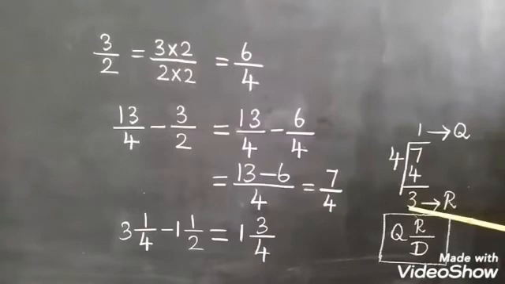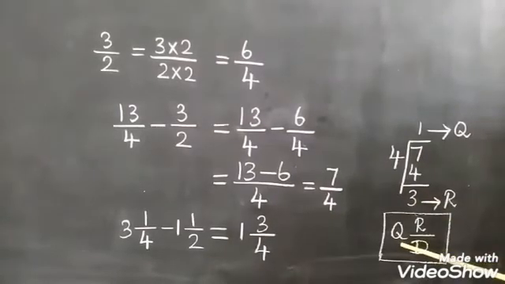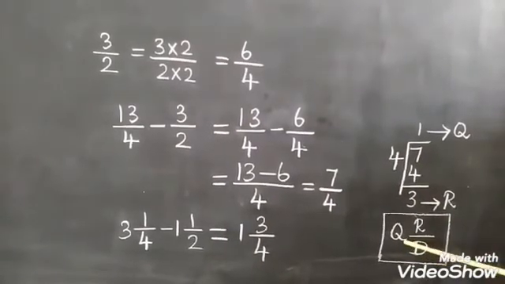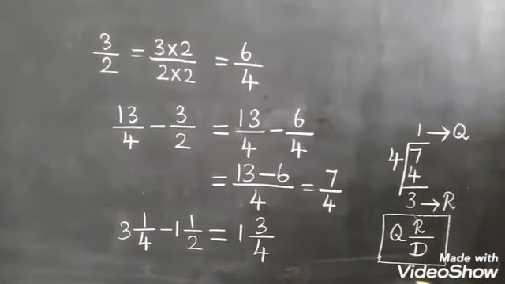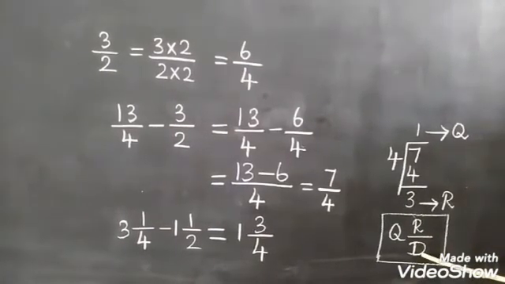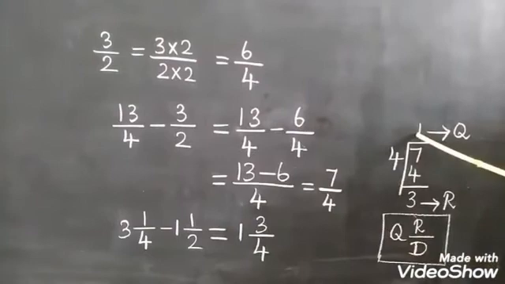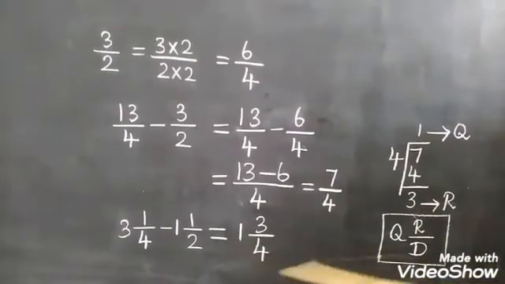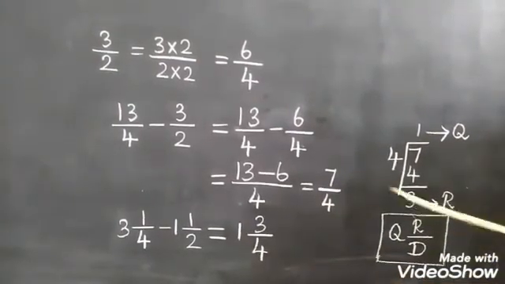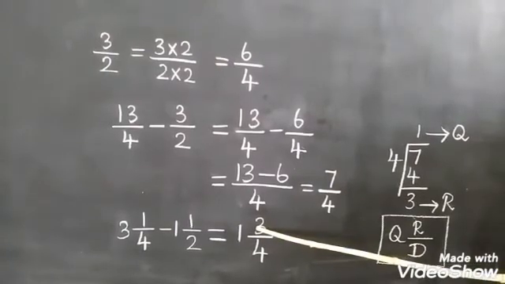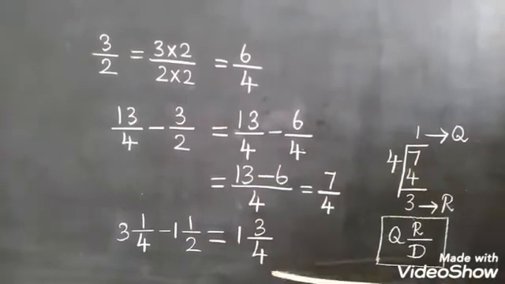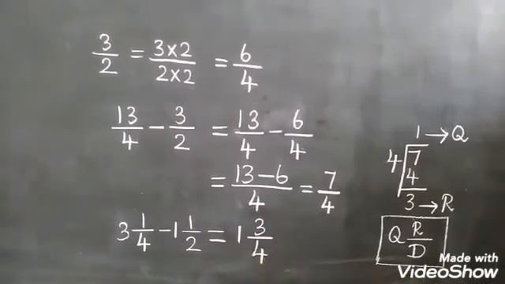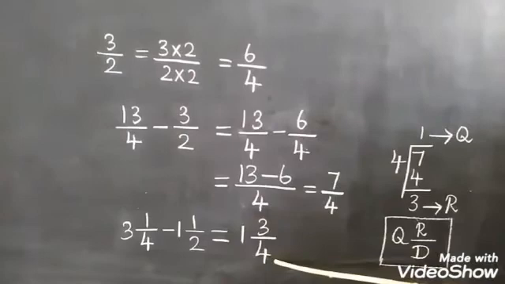Now we can write this in mixed fraction by using this formula. So quotient is whole number, remainder is numerator, and denominator we have to write the divisor. What is your quotient? Quotient is 1 and then remainder is 3. Write 3 in numerator. In denominator, divisor 4 as it is you have to write. So 1 3 by 4 is the final answer.